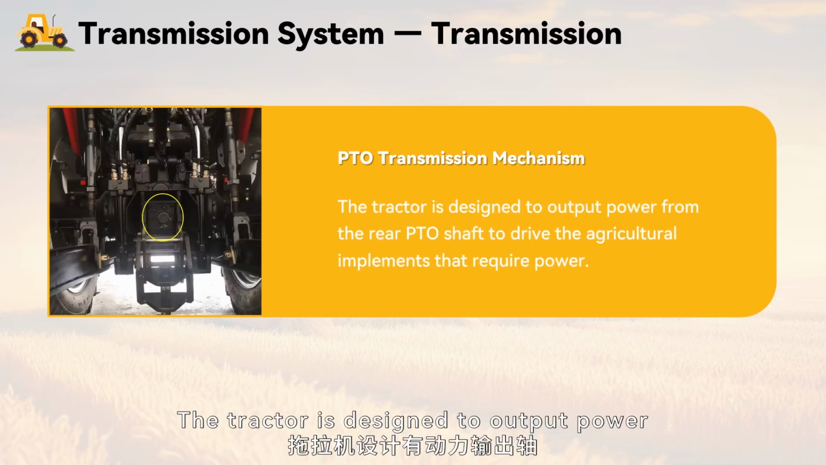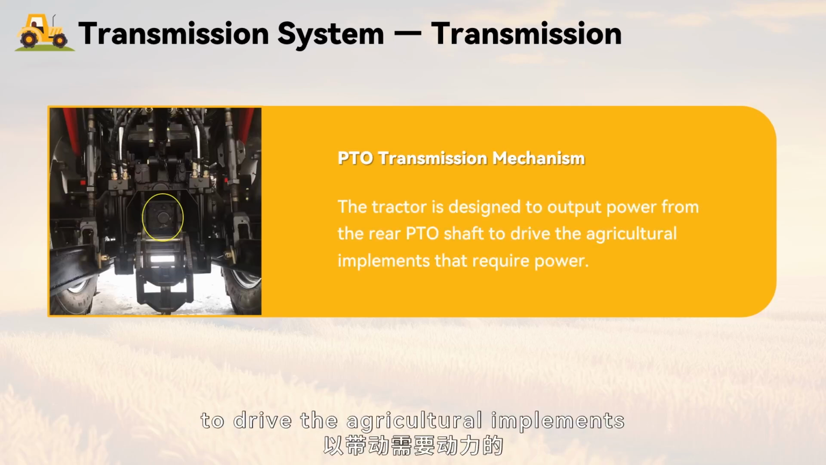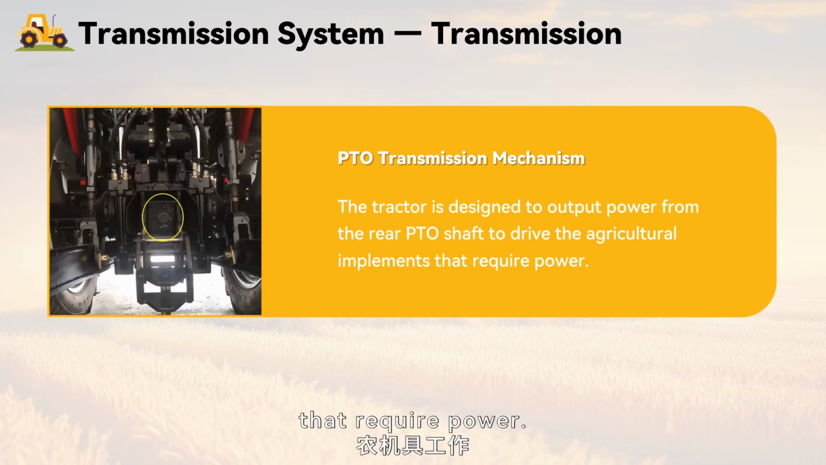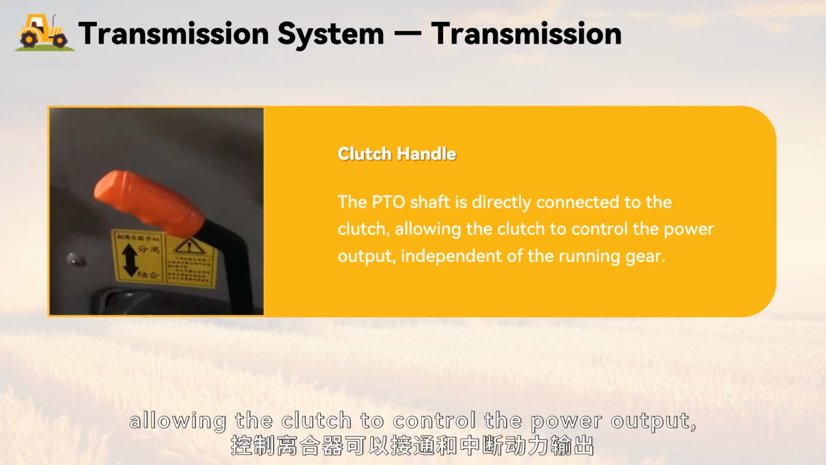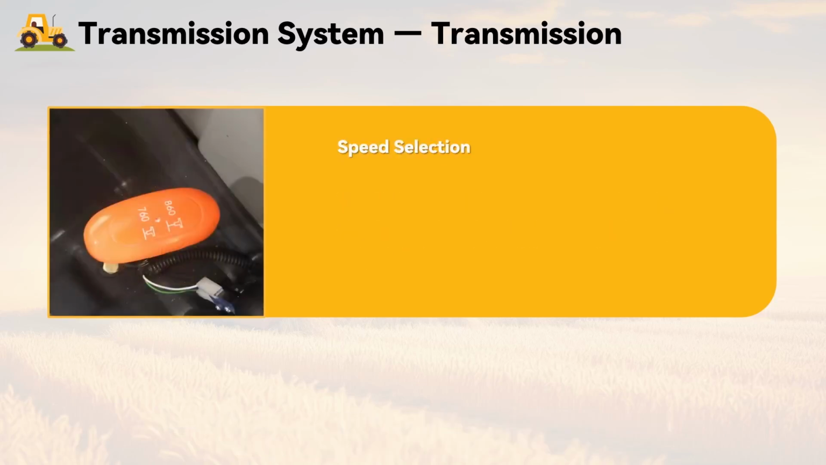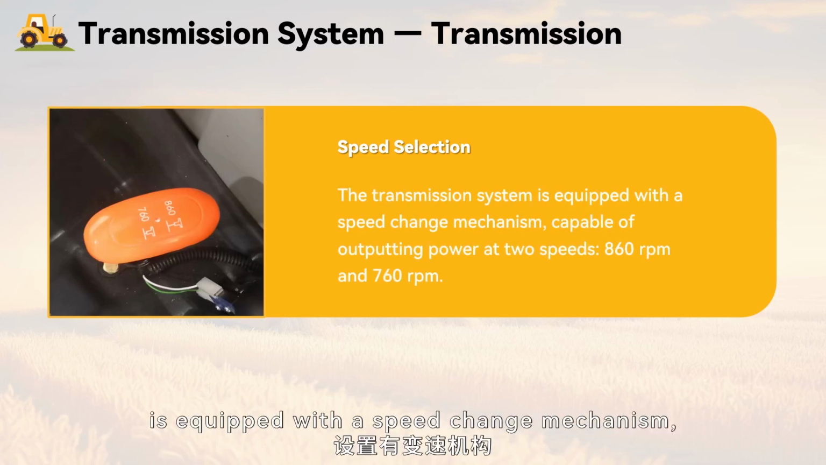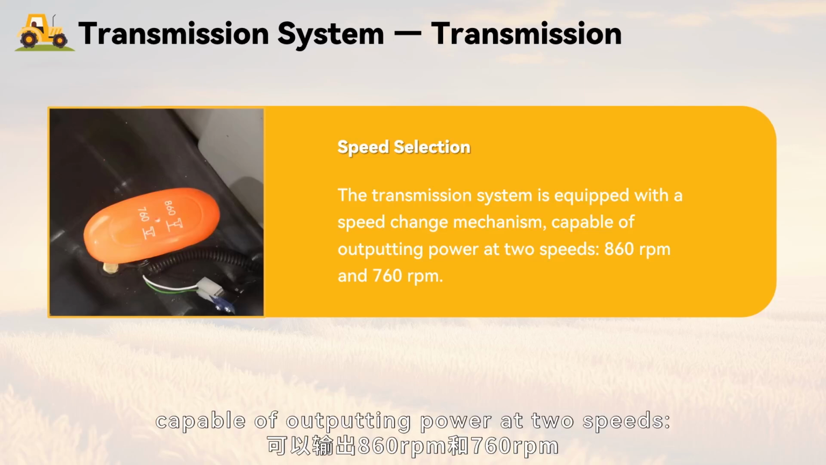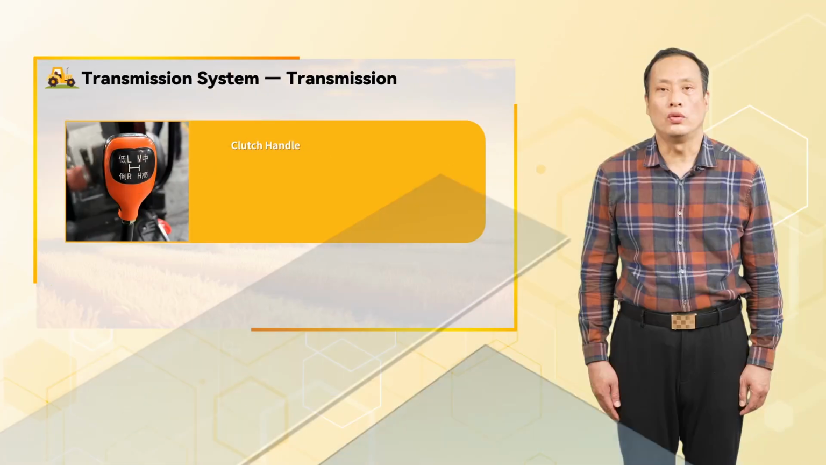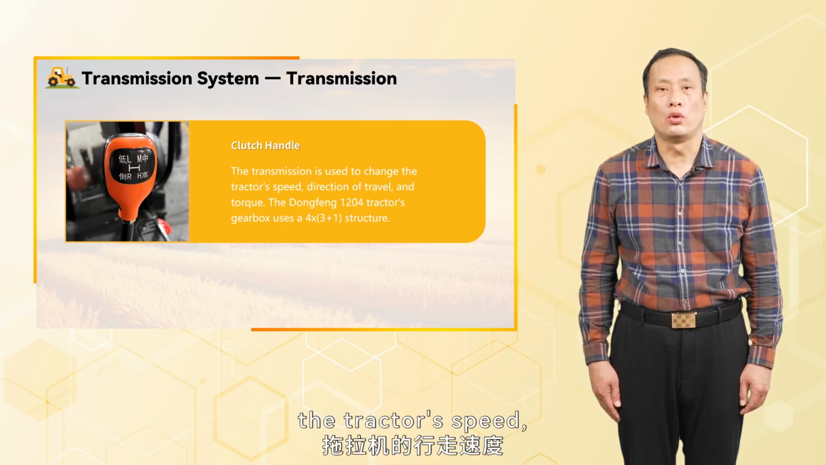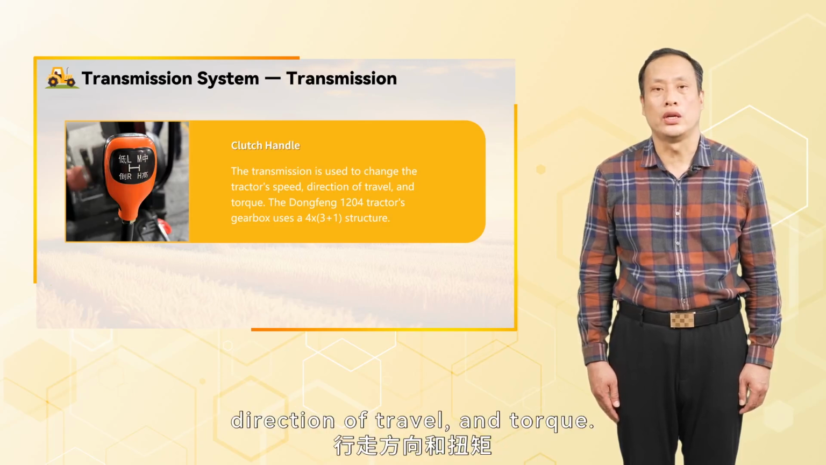The tractor is designed to output power from the rear PTO shaft to drive the agricultural implements that require power. The PTO shaft of the Dongfeng 1204 tractor is directly connected to the clutch, allowing the clutch to control the power output, independent of the running gear. The transmission system is equipped with a speed change mechanism, capable of outputting power at 2 speeds, 860 RPM and 760 RPM. The transmission is used to change the tractor's speed, direction of travel, and torque.